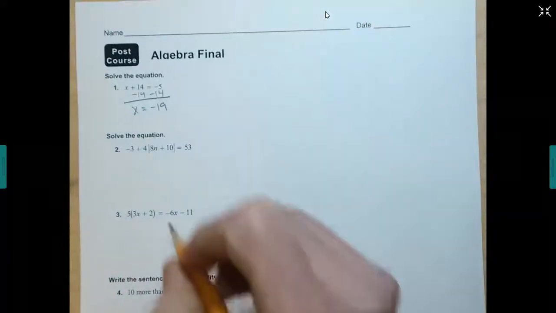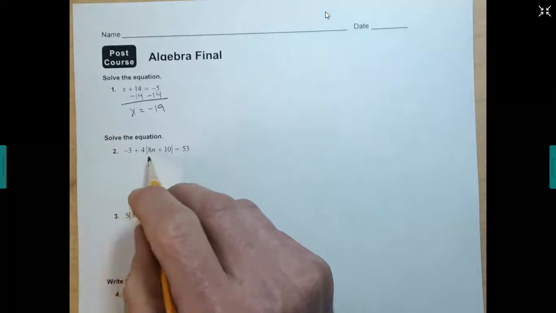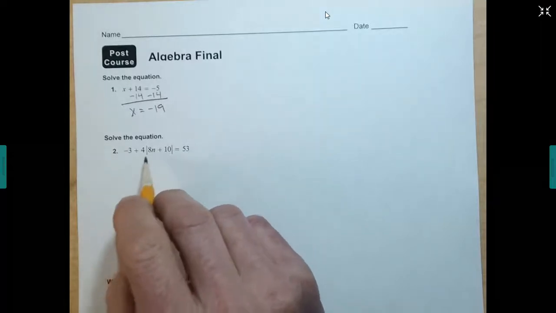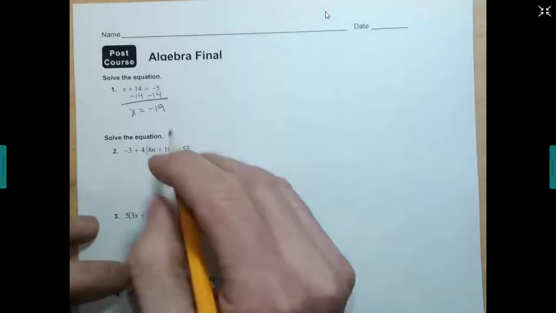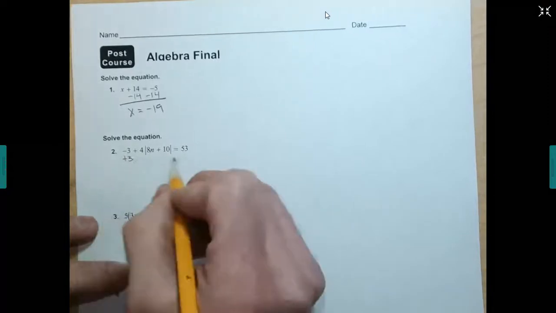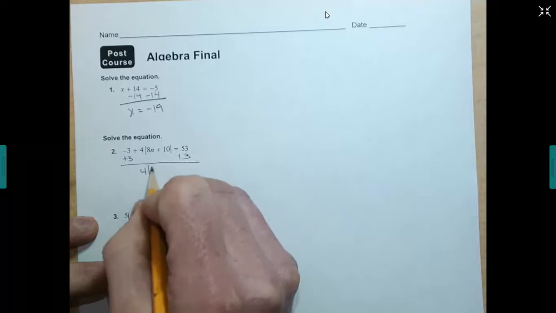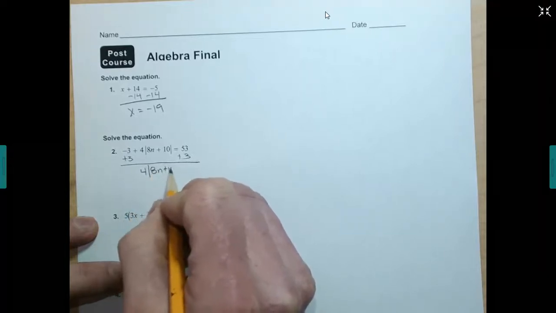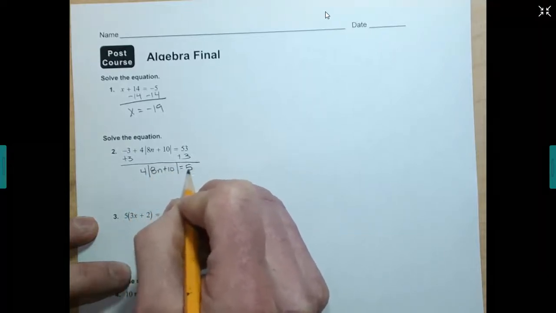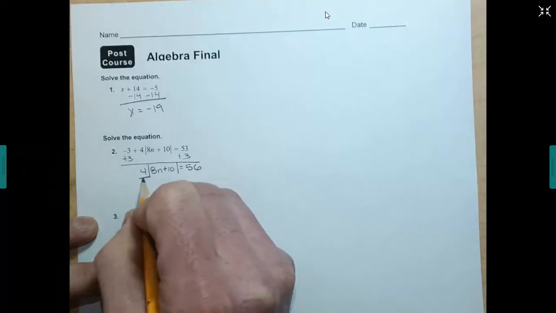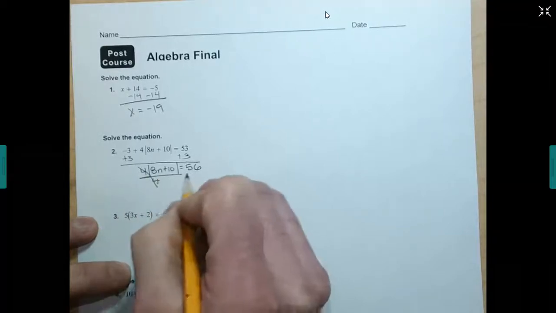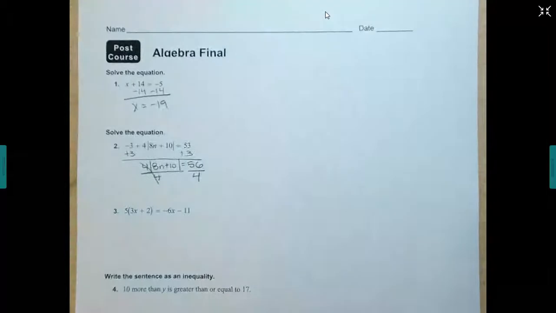Okay, number 2. Straight into these absolutes. In order to solve for an absolute, we need to isolate the absolute. So let's add 3 first. 4 times the absolute value of 8n plus 10 equals 56. Divide both sides by 4.